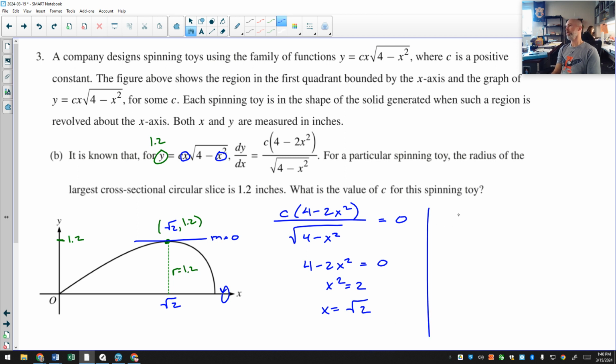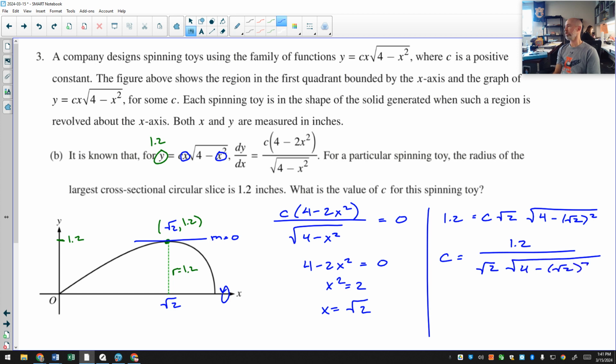So go back to the original equation. Y is 1.2. C times x, which is the square root of 2, times the square root of 4 minus the square root of 2 squared. Let's clean that up. You want to clean it up or just solve in one step? Okay, y'all are so lazy. I love it. 1.2 divided by the square root of 2 times the square root of 4 minus the square root of 2 squared. That is an acceptable answer. It does clean up to 0.6 though.